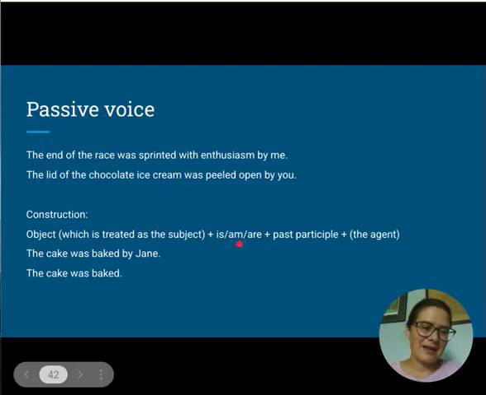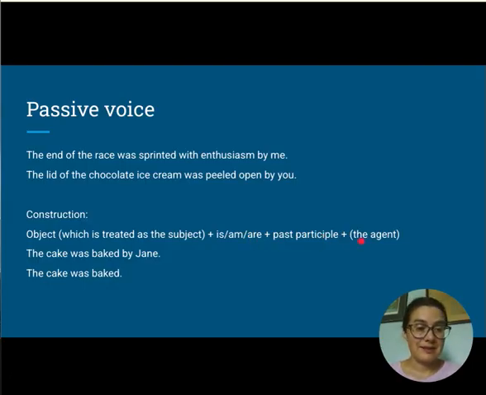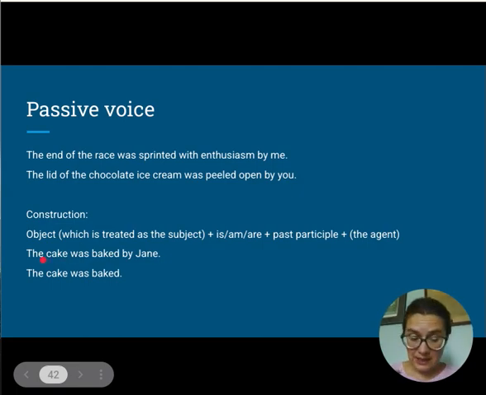Then you have is, am, are, so the "to be" verb, or you can have was and were, depending on if you're doing it in past or present tense. Then you have your past participle plus the agent, by so-and-so, by whoever it is. So we have: the cake was baked by Jane. Okay, the cake is the object. It's what was receiving the baking. It was what had the action done to it. So that comes first in passive voice. Then we have the "to be" verb in the past tense here, was, plus the past participle baked, then by the agent, by Jane. Now, there's one other thing to note.